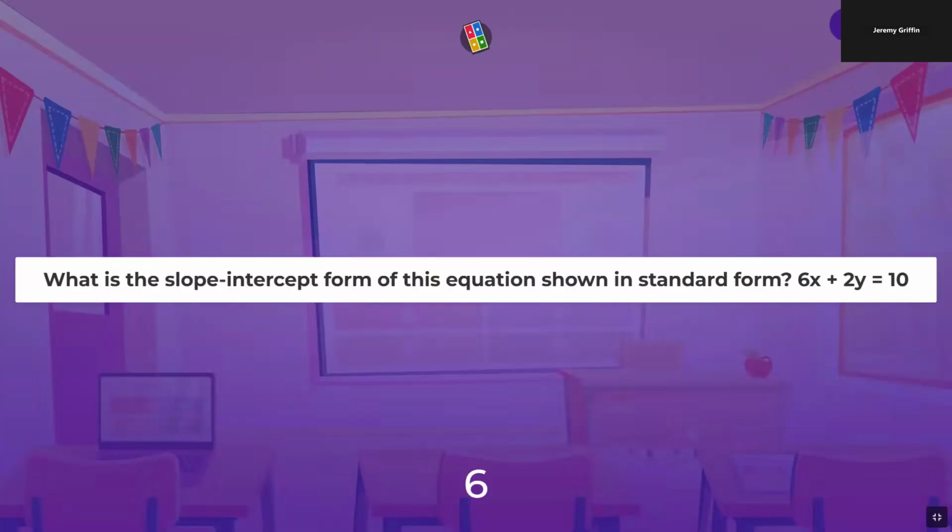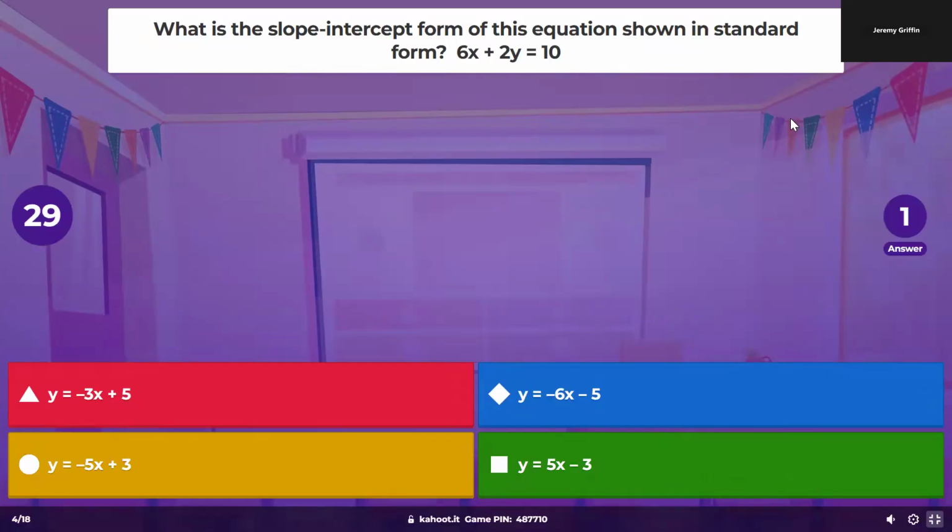Moving on. What is the slope-intercept form of this equation? Written in standard form, 6x plus 2y equals 10. Can you put that into slope-intercept form? Say y equals mx plus b type.